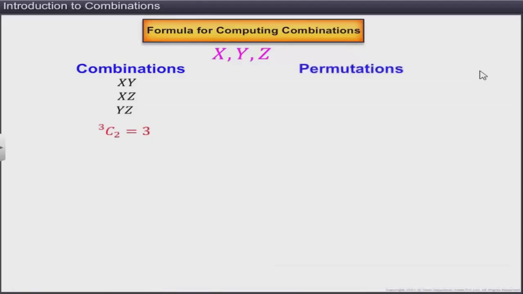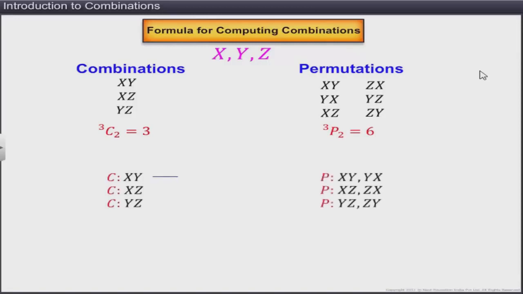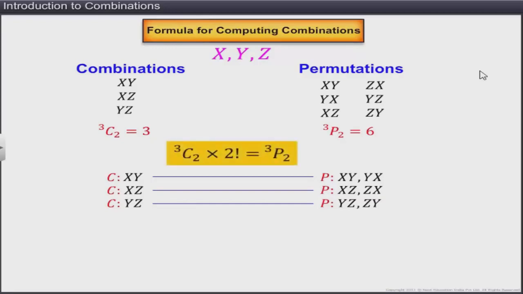Let's write the possible permutations using these objects taken two at a time. The number of permutations is 6. If we observe the combinations and permutations, we can see that each combination has two permutations. We can see that each combination of two letters can be permutated in two ways, or two factorial ways. Therefore, by the multiplication rule, each combination multiplied by two factorial ways is equal to the permutation.